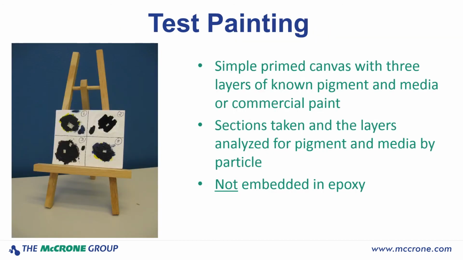So to give an example, here's a test painting where a simple canvas, store-bought canvas, was primed with pigment in 2 or 3 layers. Then cross-sections were taken from this painting and analyzed by SEM-EDS, light microscopy, and particles removed for X-ray diffraction.